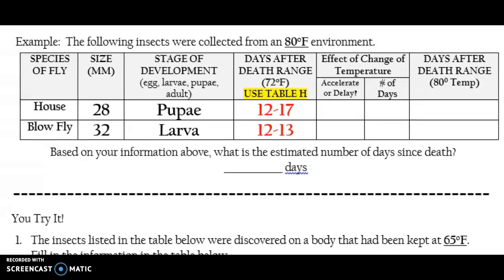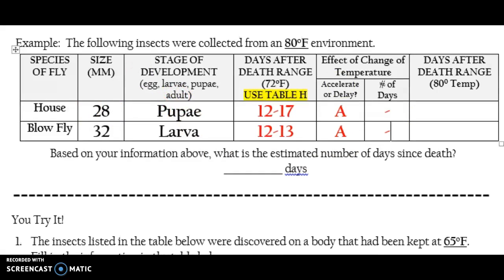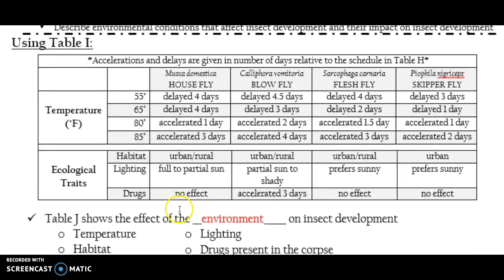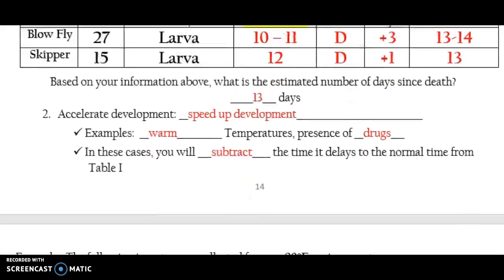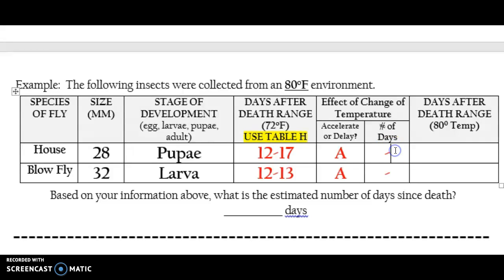If we look at the example on the next page, again, this column is just using table H. We've already gone through that together, so I won't go through it again. Now we're dealing with 80 degrees, which is a warmer temperature than room temperature, so these are all going to accelerate. Like we just said, when we accelerate, we subtract time. I'm looking at a house fly at 80 degrees. If I go back to table I, at 80 degrees the house fly is accelerated by 1 day. So I'm going to subtract 1 day from both of those times, so we're going to go from 11 to 16.